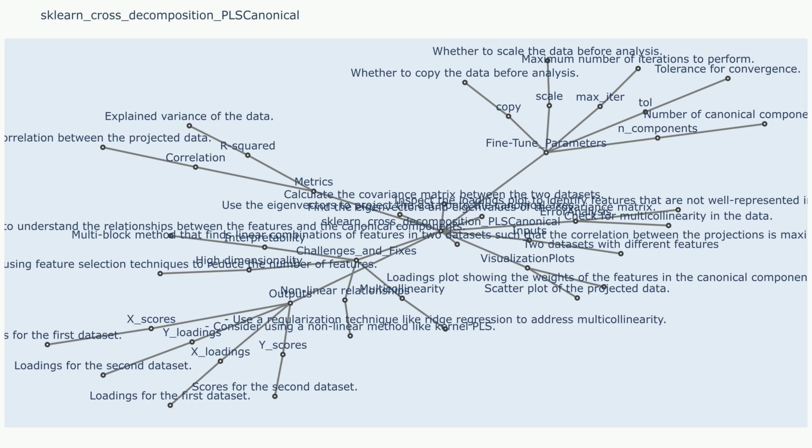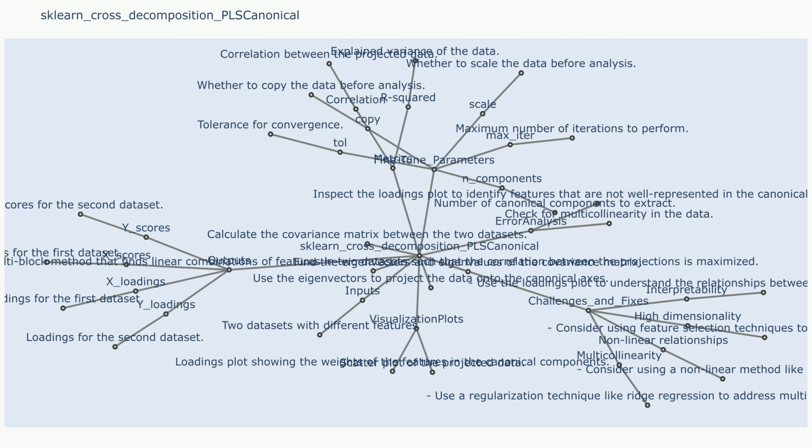sklearn.cross_decomposition.PLSCanonical. Description: PLS-canonical is a method for canonical correlation analysis, which seeks to find linear combinations of two sets of variables that are maximally correlated. It is a supervised learning technique that can be used for dimensionality reduction, feature selection, and prediction.